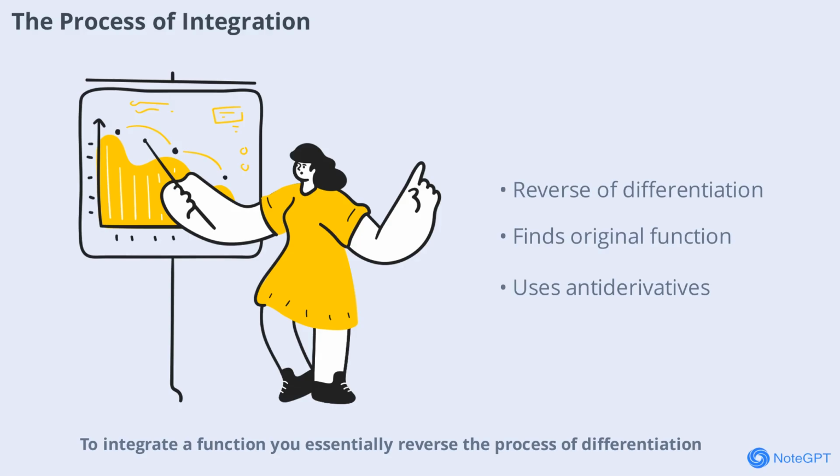When you integrate a function, you essentially reverse the process of differentiation. If you know the derivative of a function, integration helps you find the original function. This process involves identifying an antiderivative, a function whose derivative gives you the original function. For example, integrating 2x gives you x squared, since the derivative of x squared is 2x. This reversal is at the heart of many calculus problems and applications.